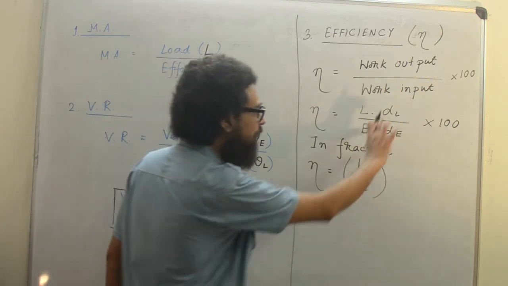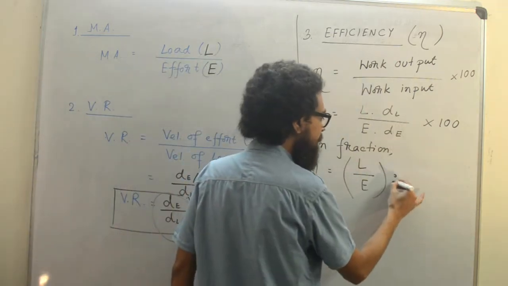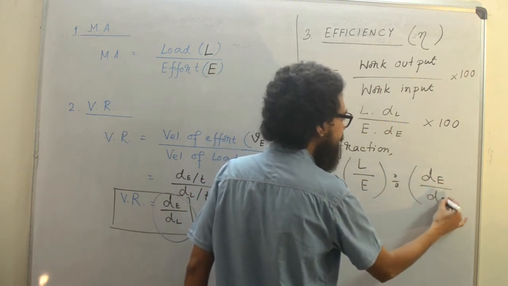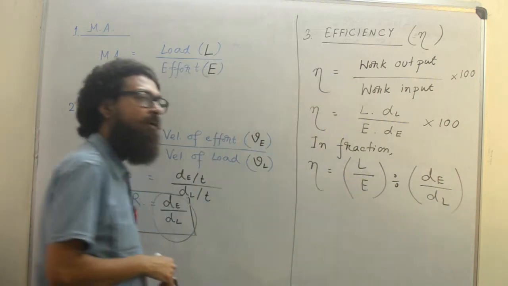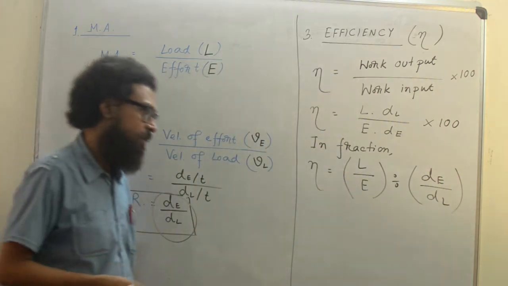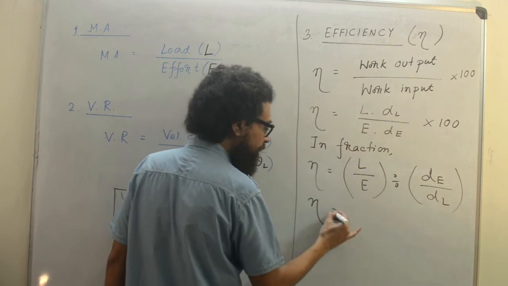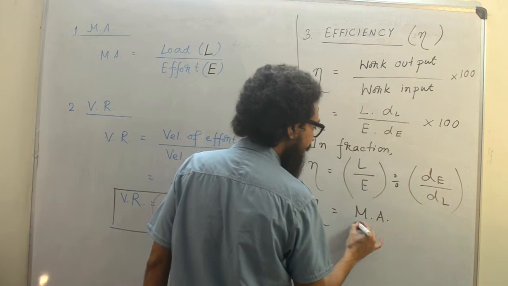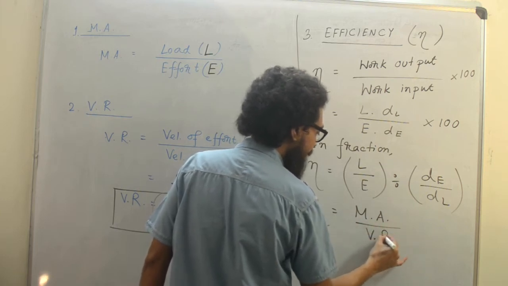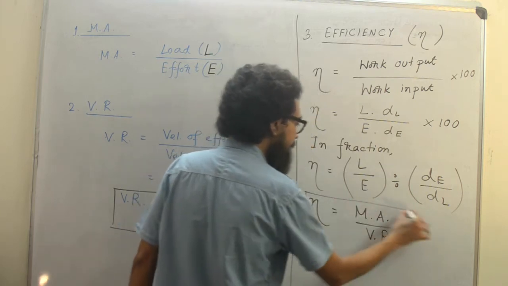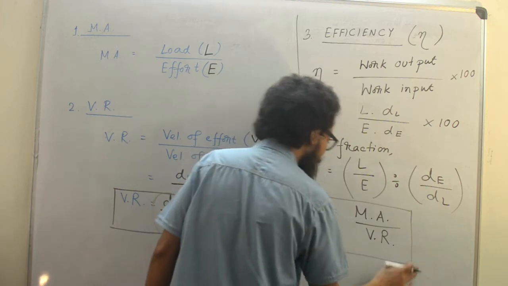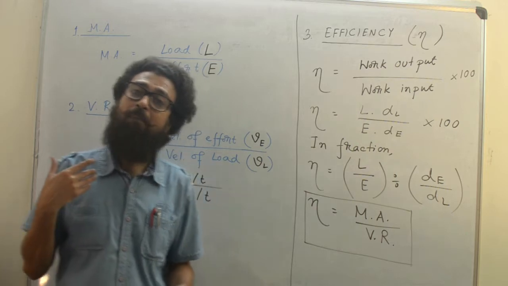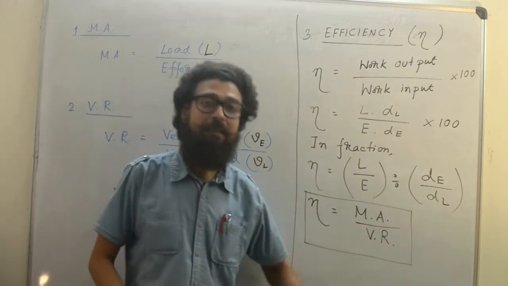So let us reverse this. What I can do is bring a division sign and reverse the fraction. We are taking the reciprocal. So finally what I am getting is load by effort, which is MA, and this is VR. So we have a relation: eta equals MA by VR. Of course, since eta is always designated as a percentage, times 100 will be there, but in fraction form we have derived this.